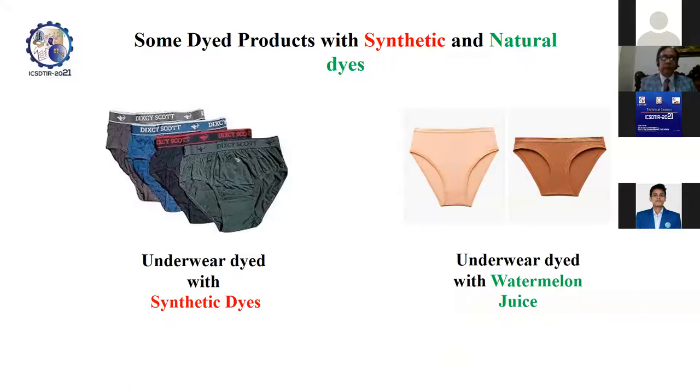As this dyeing process is not hazardous and is better for health, as we know, undergarments are very close to our body, and undergarments dyed with synthetic dyes may harm our body, but undergarments dyed with natural dyes like watermelon juice do not create any health issue for our body. The undergarment product dyed with watermelon juice was developed by us.